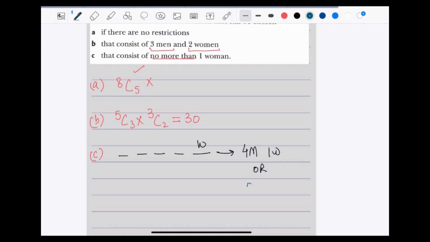So which means all can be men. It put a restriction on the maximum amount of women. It did not mention in the question that the minimum amount of women cannot be none. So hence, this is going to be, out of 5 men, I'll select 4, times out of 3 women, I'll select 1, plus all of the 5 men, 5C5, are a part, and I'll add both of them.